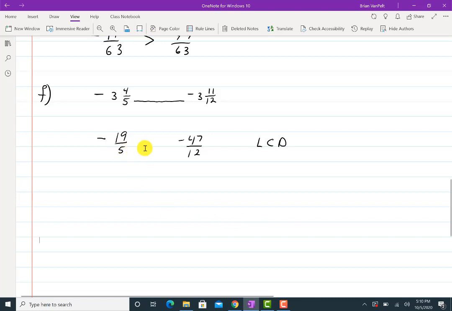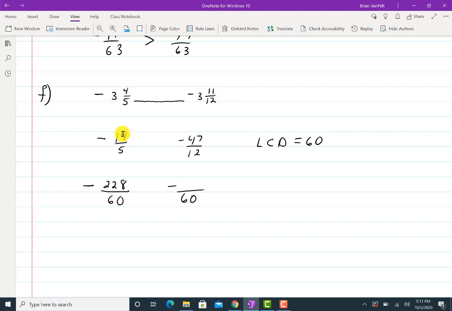Now, between 5 and 12, they have no common factors. So, the least common denominator between 5 and 12 is 60. That is, it's 5 times 12. So I'm going to rewrite these over 60. And let me put my negatives here and my negative here. Okay, 5 times 12 is 60. 12 times 19 is, let's see if I can get this right, 38 plus 190, that's 228.